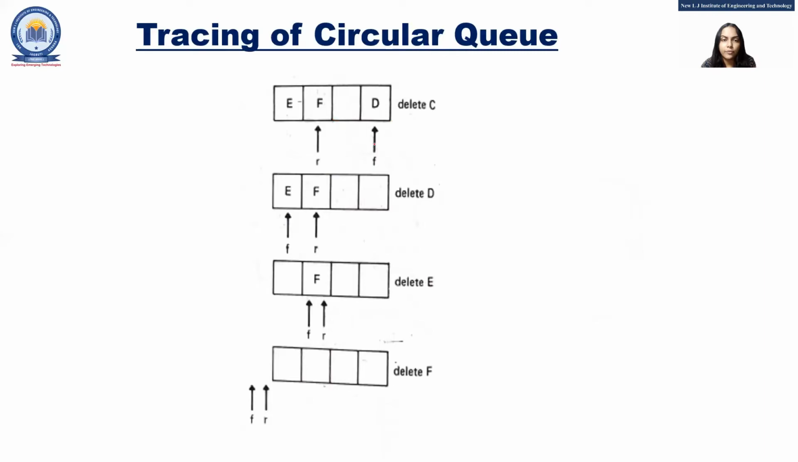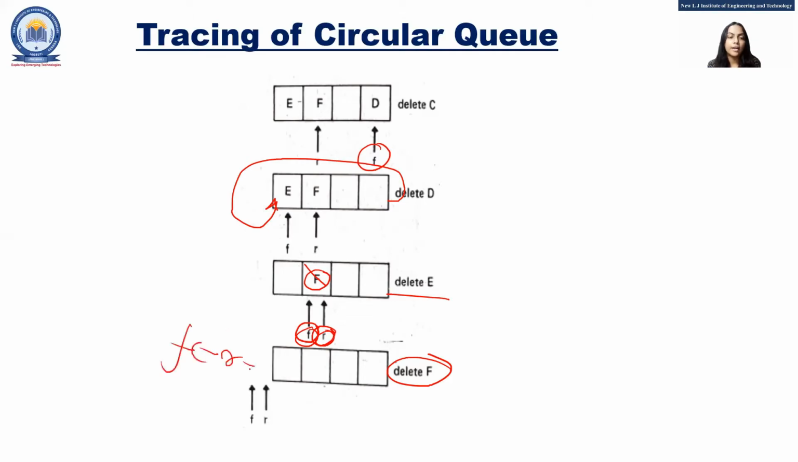Next, delete C, front pointer incremented, and delete D. So again, front pointer now points towards the first element. Okay, delete E. Now E and F are there, front and rear are at the same location. And lastly, if we delete F, what will happen? First of all, it will check that F is equal to R. So in that case, that is the case for empty queue, right? And in that case, we have to set F and R back to 0, and then the element is deleted.